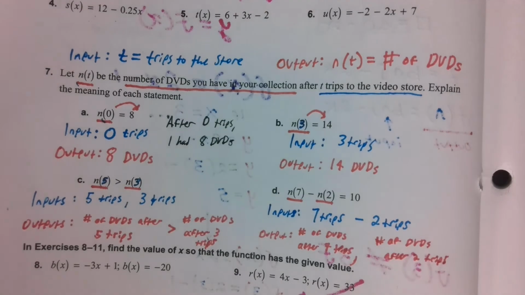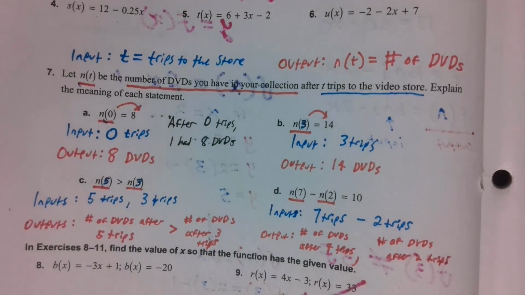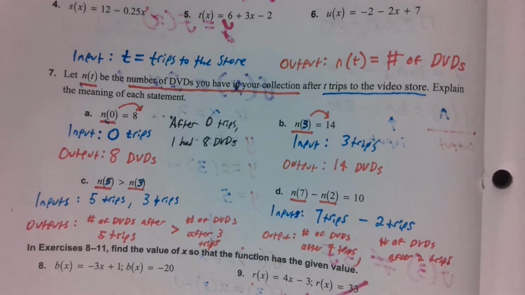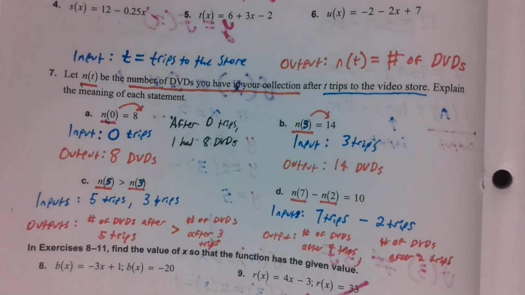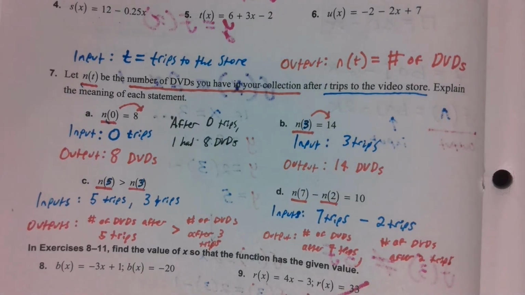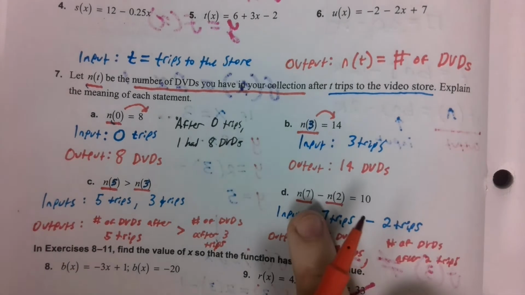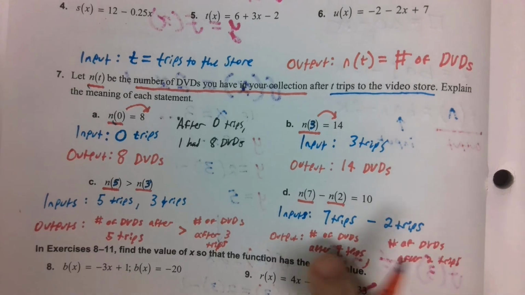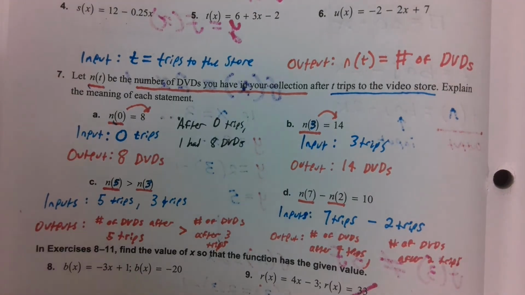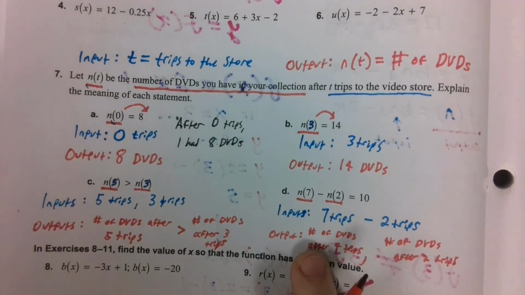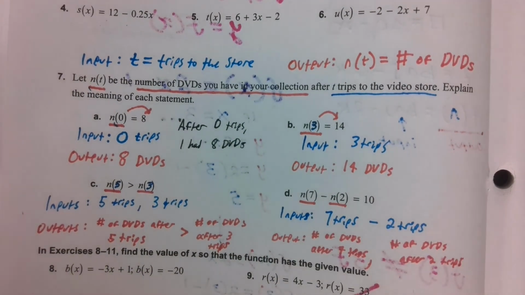So how do we interpret this? We interpret it just in words. The number of DVDs after 7 trips minus the number of DVDs after 2 trips is 10. What this means is the difference between these two is 10. You could say it then, or explain it as, in between my second and seventh trip, I got 10 more DVDs. That's how we can interpret this one.